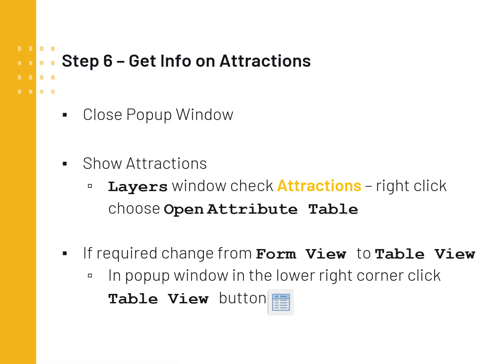The next step we're going to do is get information about the attractions in the area. So if you haven't already, close your pop-up window. Then click on the Layers window and make sure the attraction is checked. Okay. I'd also like you to choose the Open Attribute Table. You do this by right-clicking on it and choosing Open Attribute Table. If you're required to change from Form View to Table View, just click the button in the lower right corner of the screen.